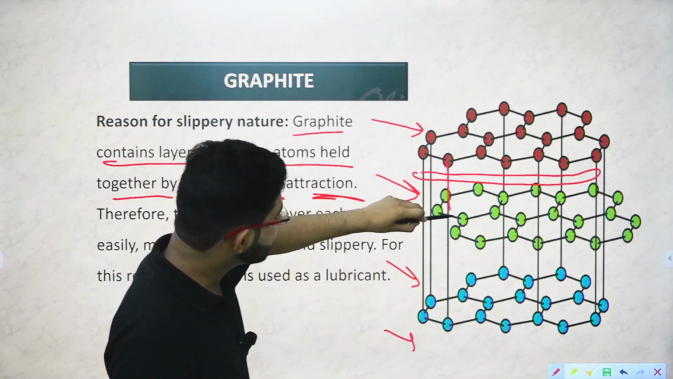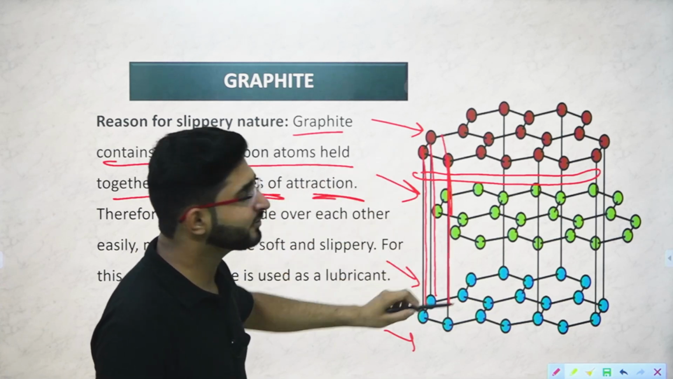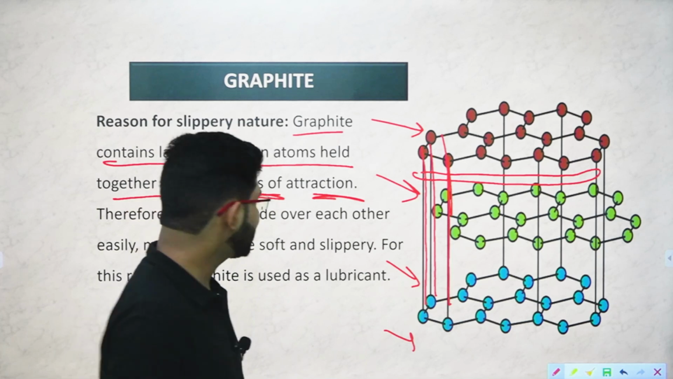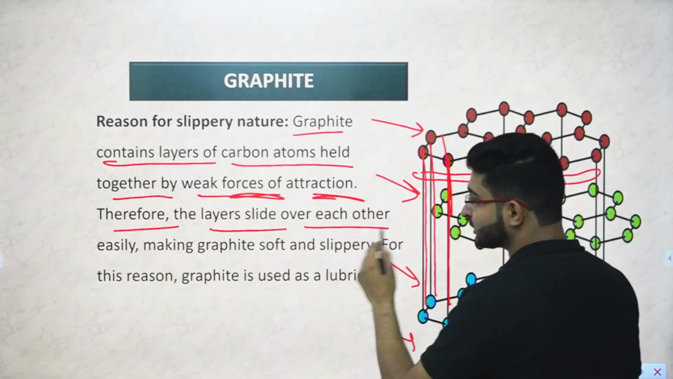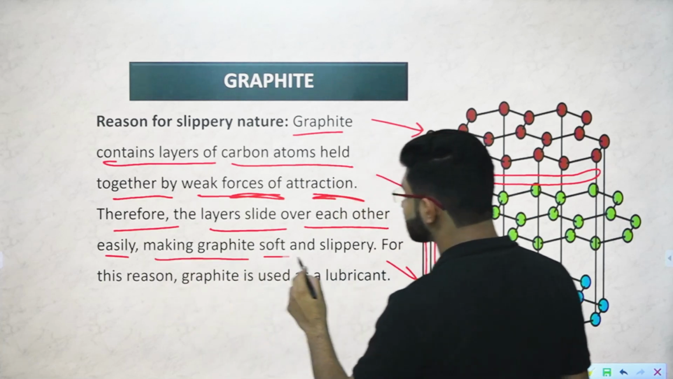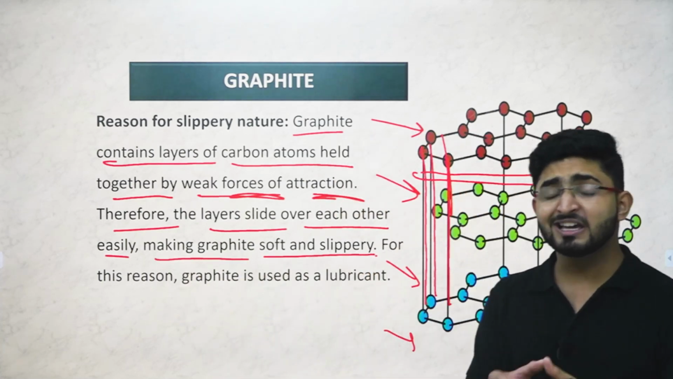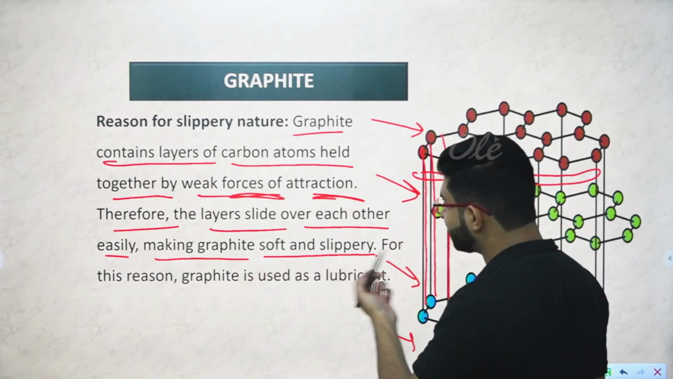Okay, this is a complete layered structure, and that's why they have some gap in between them, and they also have a weak force of attraction between them, and this force is known as van der Waals force. You will study all these types of forces in further classes, okay, but as you can see here, therefore the layers slide over each other easily, making graphite soft and slippery.